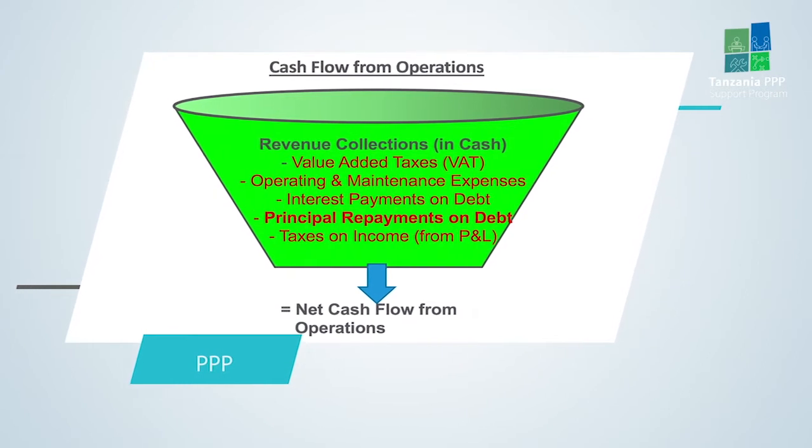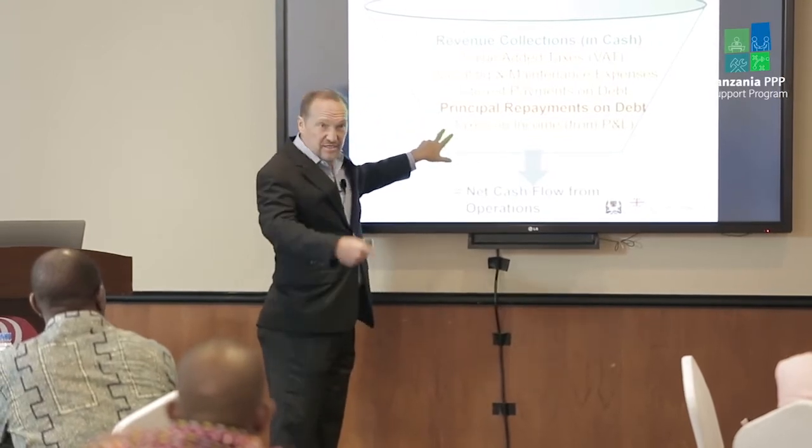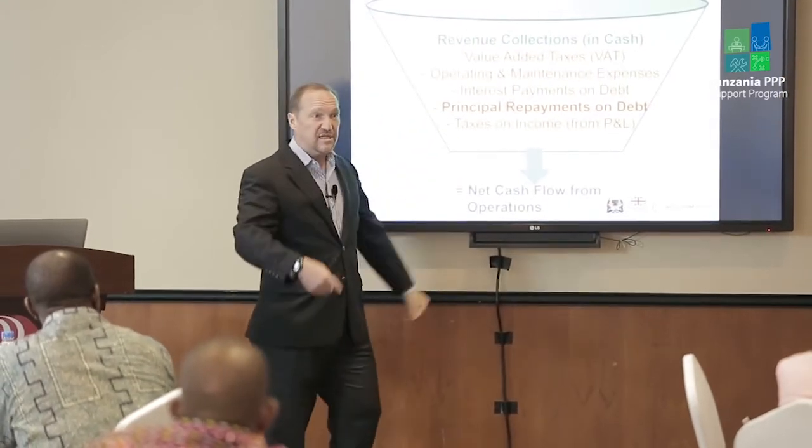Next, we pay our debt service. What does debt service mean? Can anybody tell me? We pay the principal plus interest. So coming back to our statement of cash flows here, we pay interest, we pay principal, then we pay our taxes, our corporate taxes that are owed.